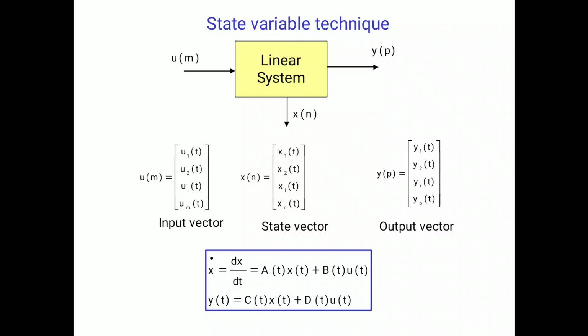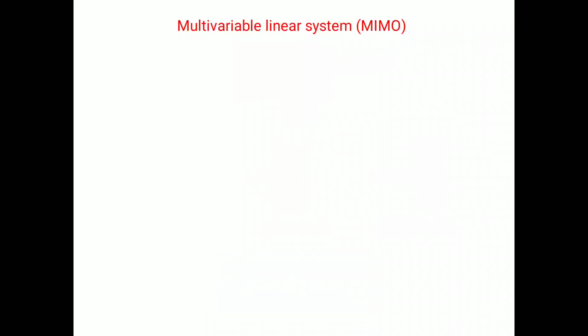And using this input vector, state vector and output vector, we have the state space analysis equation, or the state space equation, which consists of two equations. The state equation, x dot of t, which is the derivative of x of t with respect to t, is equal to matrix A into x of t plus B into u of t, and the output equation y is equal to matrix C into x of t plus D into input u of t.